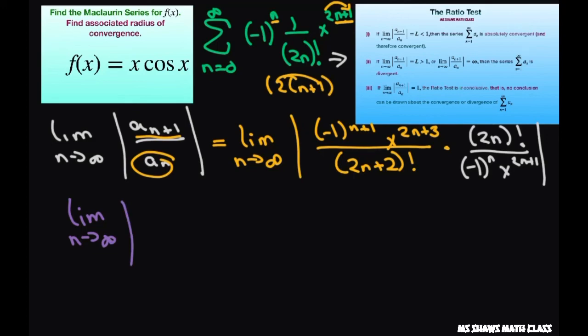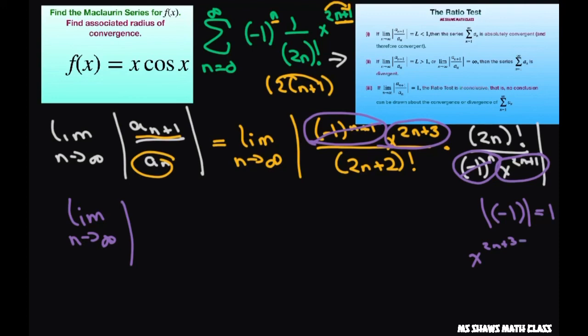So let's look at this. For this part here, this is just going to equal negative 1. But when you take the absolute value of that, that just equals 1. So this is just going to cancel out. Now let's look at our x's. For our x's, we're going to have x to the power of 2n plus 3 minus 2n minus 1, using your properties of exponents. So that's just going to give you x squared. And we can go ahead and take off this limit thing. So, I mean the absolute value. So we have x squared.